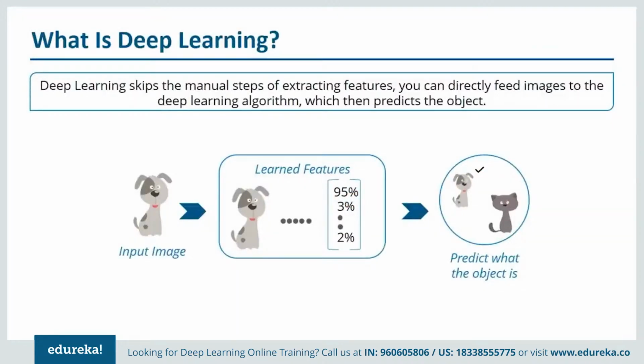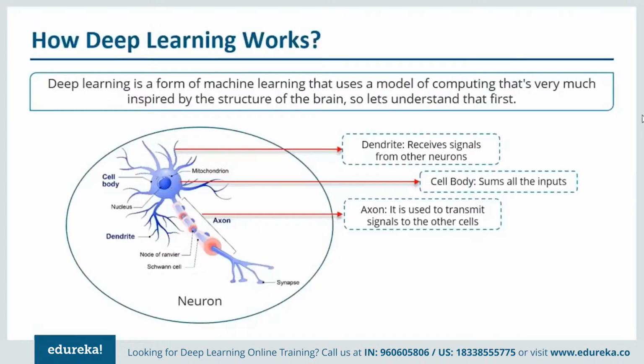Fine guys, so we'll move forward and understand how exactly deep learning works. The motivation behind deep learning is nothing but the human brain. As we have seen in the previous analogy as well, we are trying to mimic the human brain. We are trying to mimic the way we think, the way we take decisions, the way we solve problems.